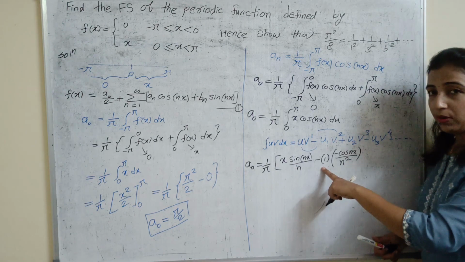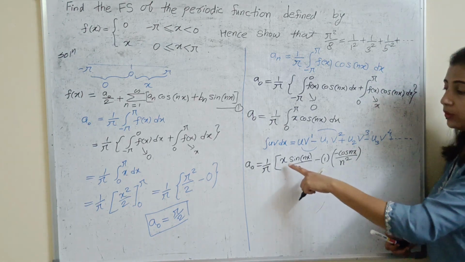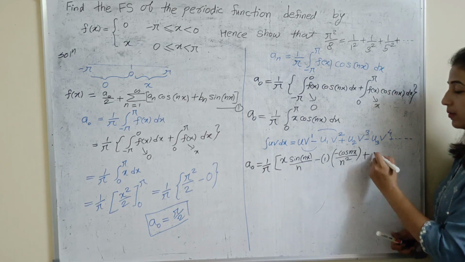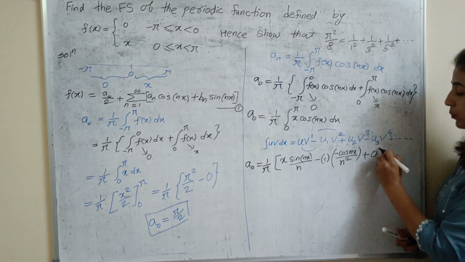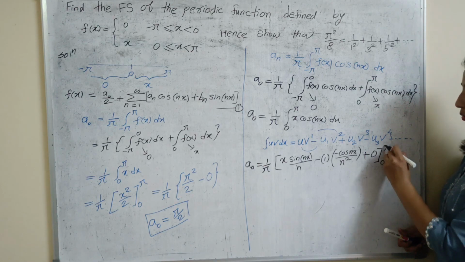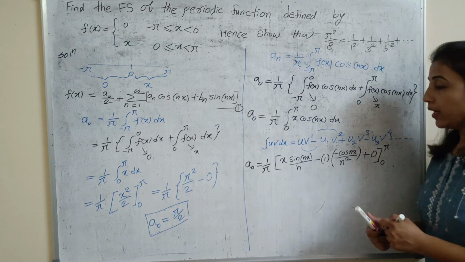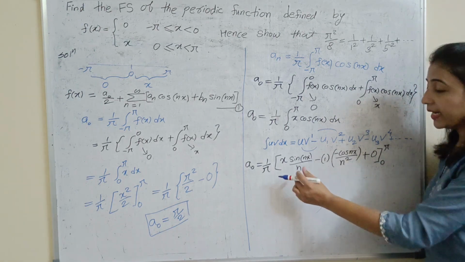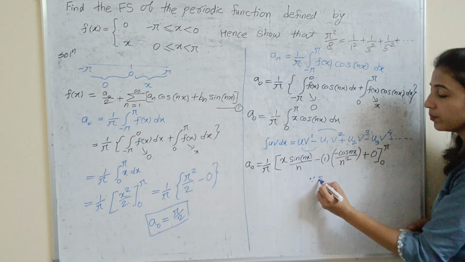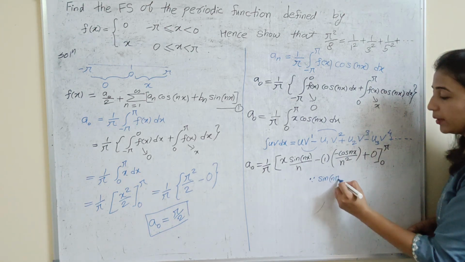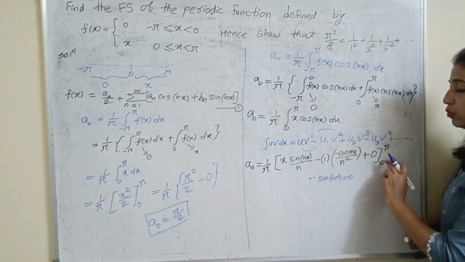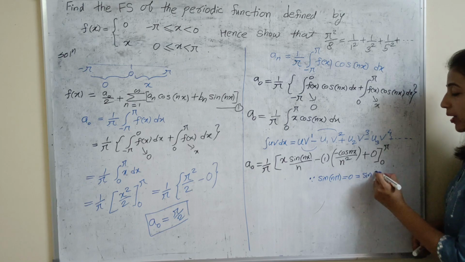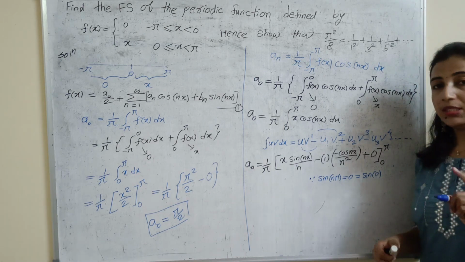Next take the derivative of the first term. Derivative of x is 1, derivative of 1 is 0, so all the remaining next terms will be 0. The integral limit is 0 to pi. Now put upper limit minus lower limit. When we put the upper limit here, sine n pi is 0, as well as when we put the lower limit, sine of 0 is also 0. So for upper as well as lower limit, the sine term is 0.